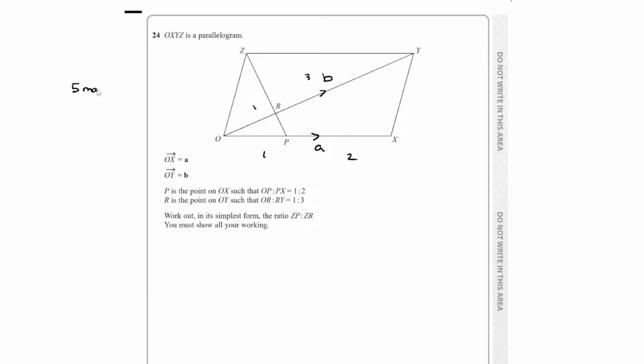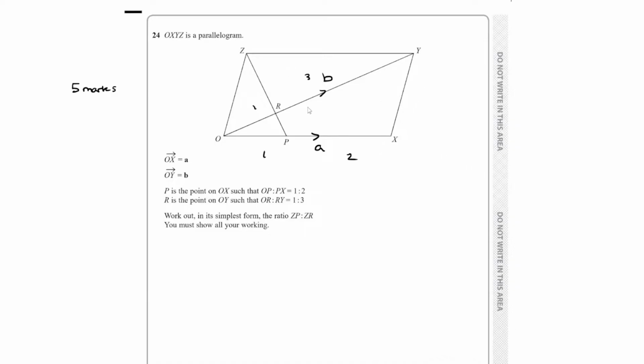5 marks. So work out in its simplest form the ratio ZP to ZR. This is where I would normally think, oh yeah, I need to find 2 vectors from the line that crosses through that one, which might be ORY, and then compare them. But then I was like, but I know the vectors for ORY. So I was like, wait, hang on, that doesn't make sense. And the same thing here, I know the vectors for this one. So it is kind of different.